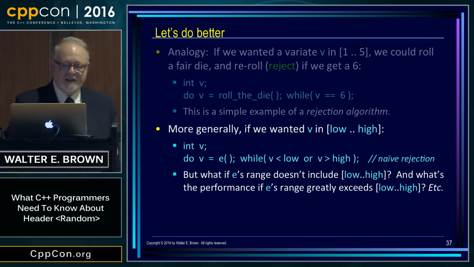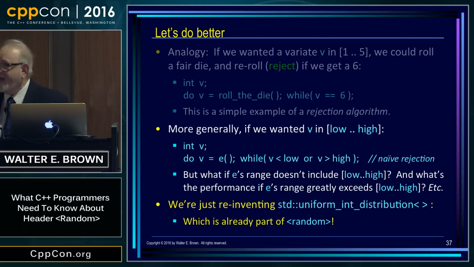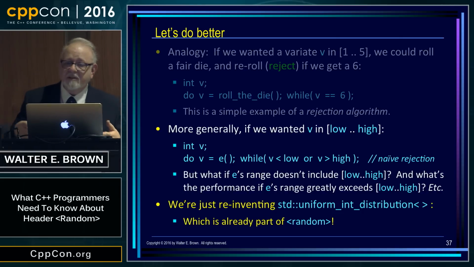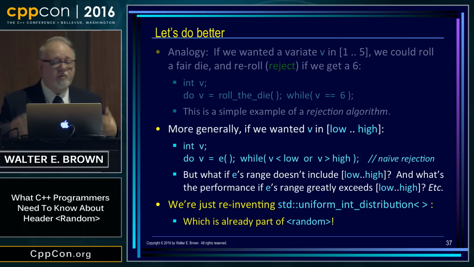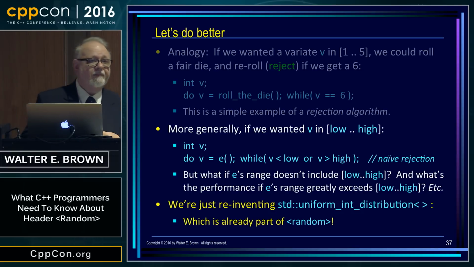And in the final analysis, when you go through this exercise, if you do it right, you're reinventing the standard's uniform int distribution, which of course is already part of the header. So there's no need to do this exercise except for academic reasons, perhaps. I mean, if you're interested in the algorithms, fine. Okay? But not for production purposes. Okay?